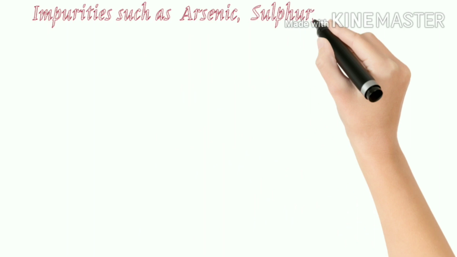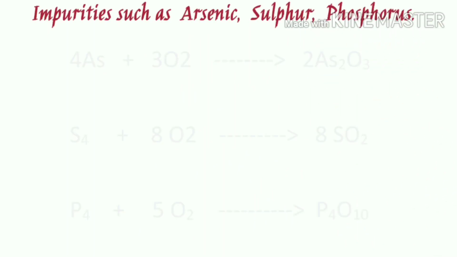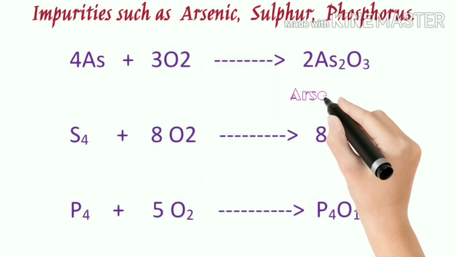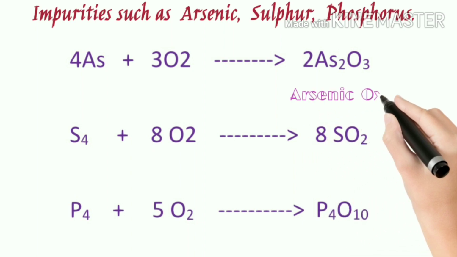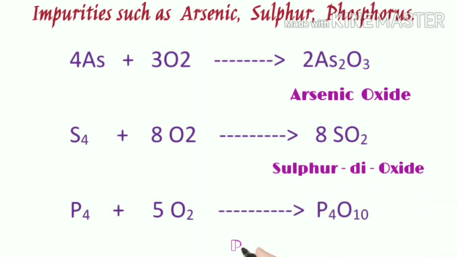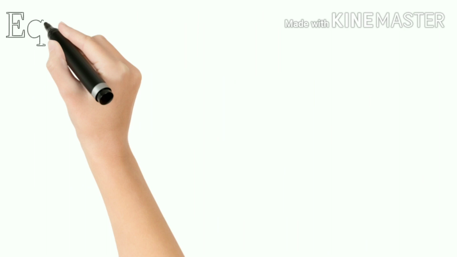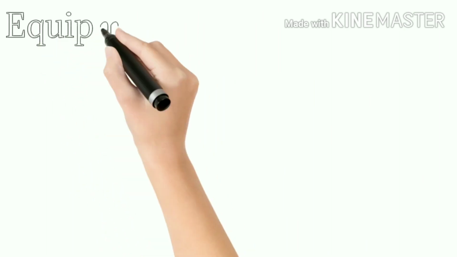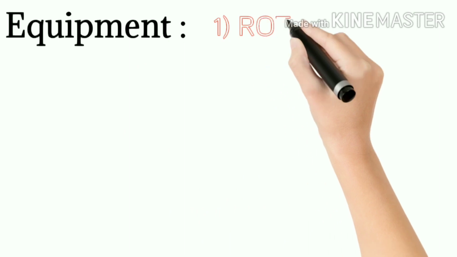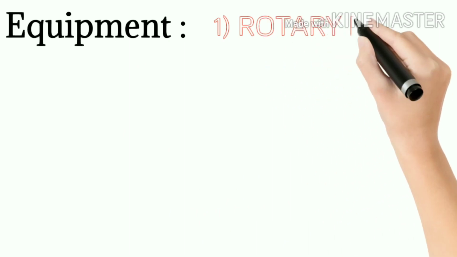So here the process is, suppose impurities, I told you impurities will be along with the ore. Let's see what impurities are present over there: arsenic, sulfur, phosphorus. How can you remove these impurities? I told you that these impurities will be converted into their volatile oxides. So arsenic is converted into arsenic oxide, sulfur is converted to sulfur dioxide, and phosphorus is converted into phosphorus pentoxide. These oxides are volatile.